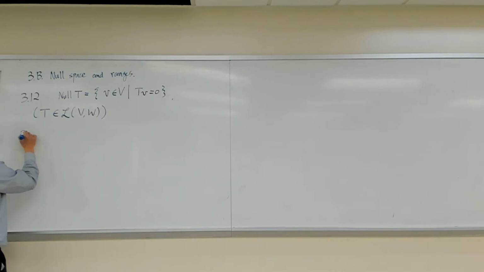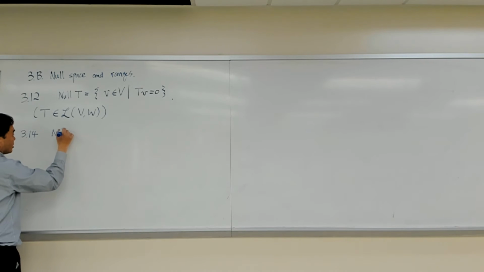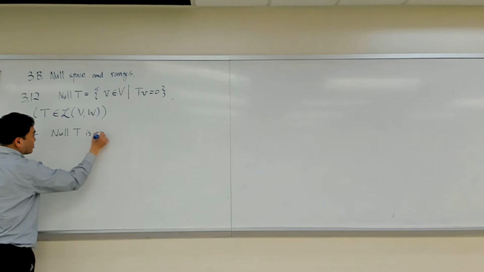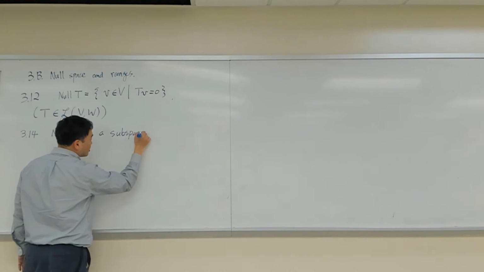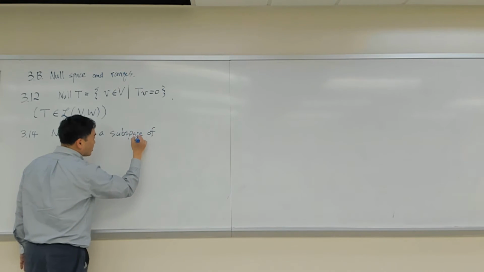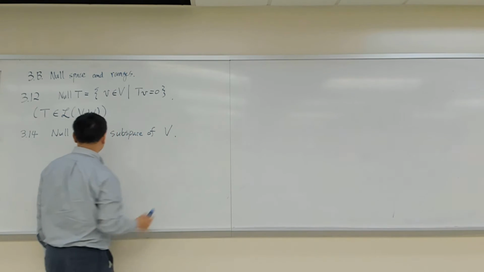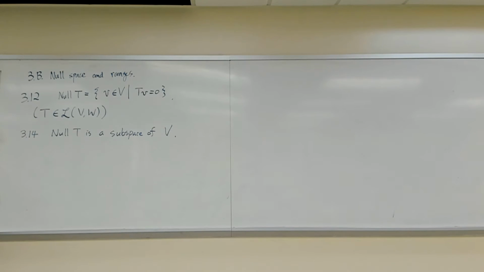Now the immediate consequence is that null T is a subspace of V. And how do you prove that? Well, proof, we'll go by the 3 steps rather than just 1 step.